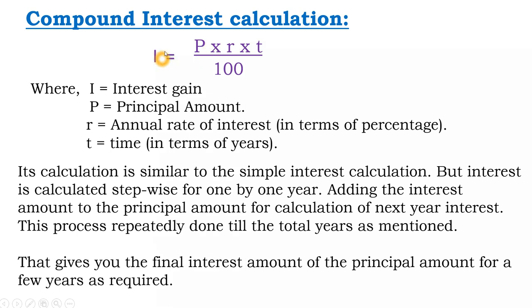I is equal to PRT by 100, where I is equal to interest gained, P is equal to principal amount, R is equal to annual rate of interest, and T is equal to time. Its calculation is similar to the simple interest calculation, but interest is calculated stepwise for 1 year. This you have to remember. Adding the interest amount to the principal amount for calculation of next year's interest. This process is repeatedly done till the total years as mentioned. That gives you the final interest amount of the principal amount for the years as required.